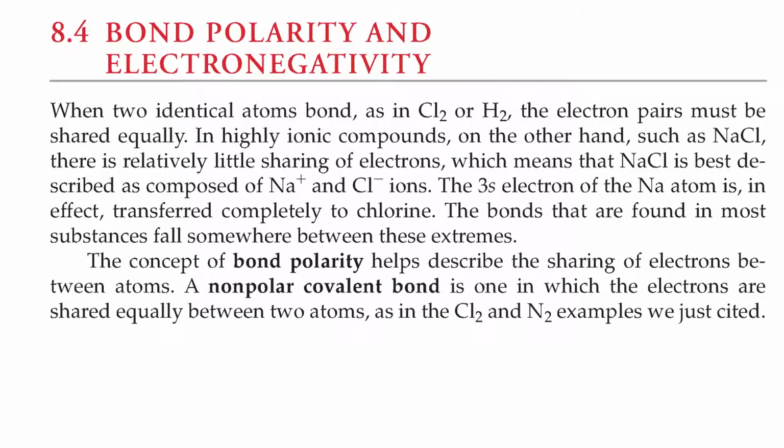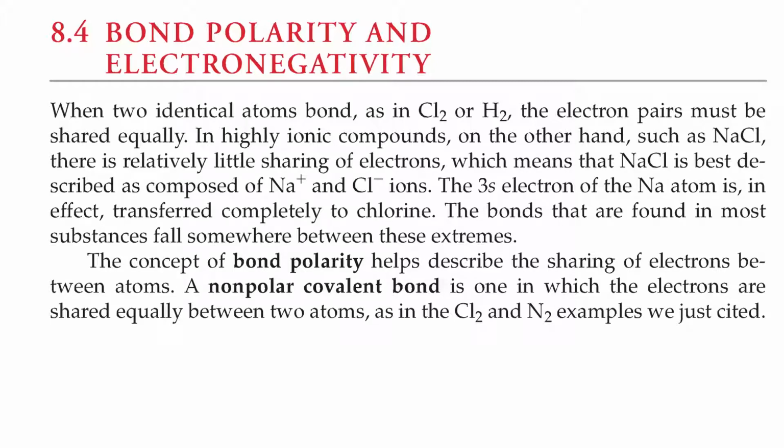Section 8.4, Bond Polarity and Electronegativity. When two identical atoms bond, as in chlorine or hydrogen, the electron pairs must be shared equally. In highly ionic compounds, on the other hand, such as NaCl, there's relatively little sharing of electrons, which means that sodium chloride is best described as composed of sodium ions and chloride ions. The 3s electron of sodium is, in effect, transferred completely to chlorine.